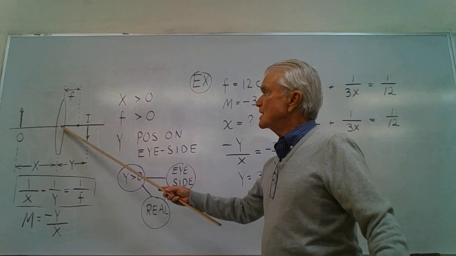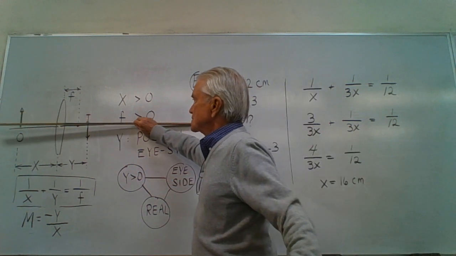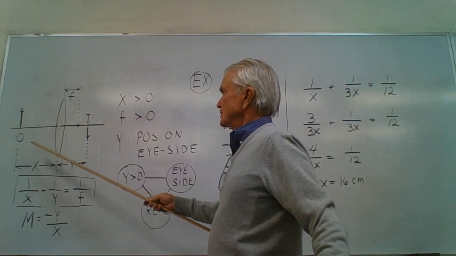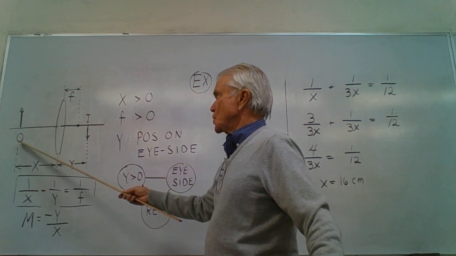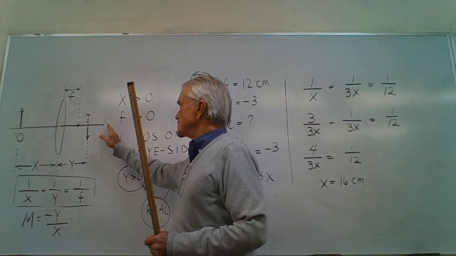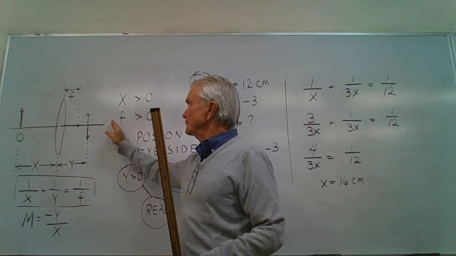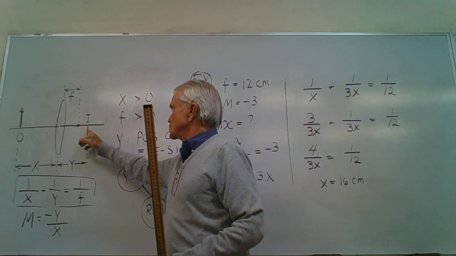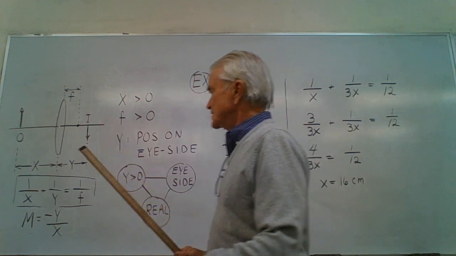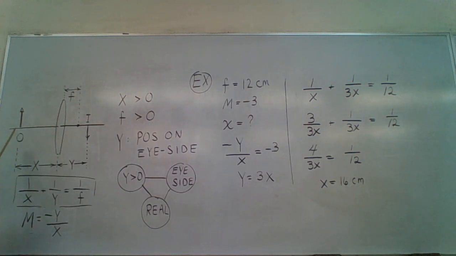We have a convex lens. There's the axis. There's an object on this side of the lens, labeled O. Not shown on the right side of the lens is the observer's eye. The image is shown here. The distance between the object and the lens is called the object distance, labeled x, always a positive number. The focal length is the distance between the focal point and the lens, always a positive number.